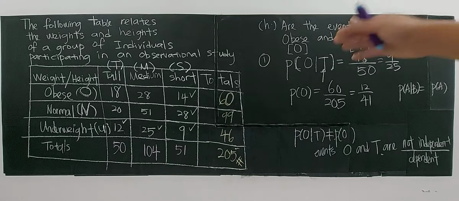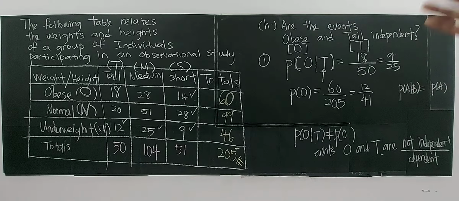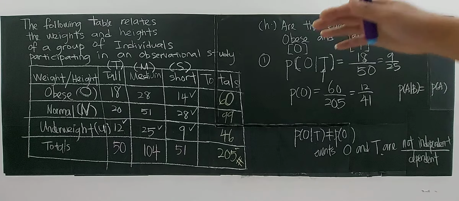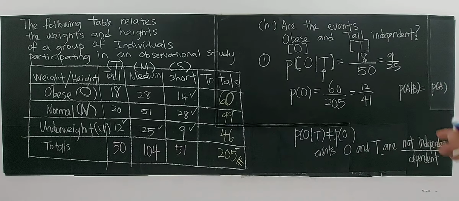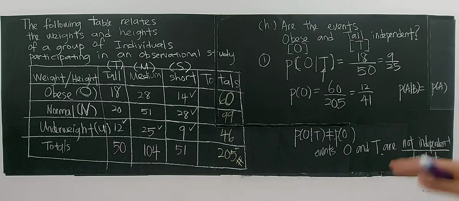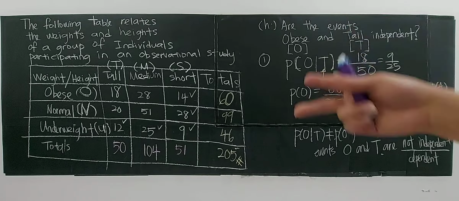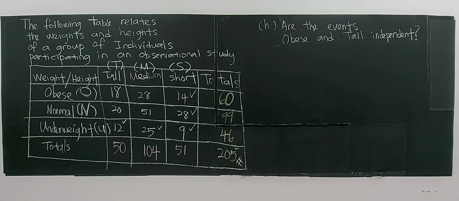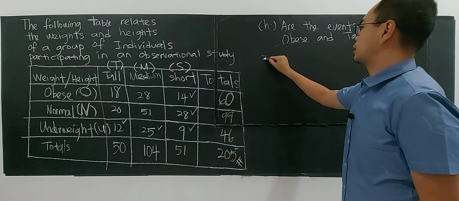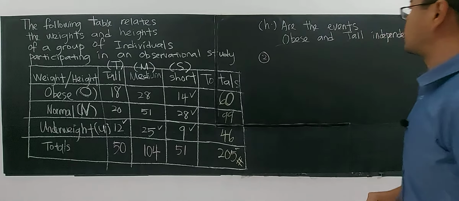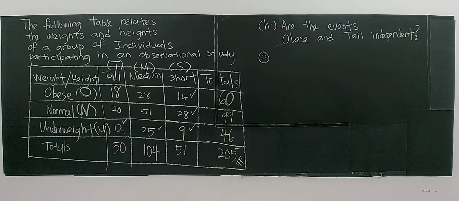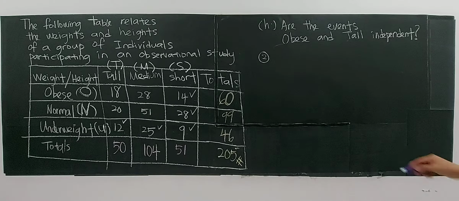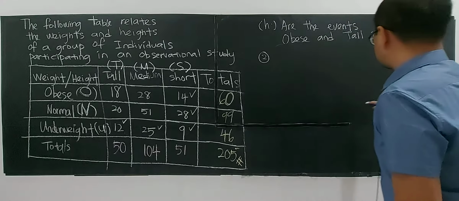Let's see how to use a second method to verify whether the two events are independent or not. You have already used the first method, and by using it you know that they are not independent. So you have two ways of doing this. Looking at the second way of determining whether the events of obese and tall are independent, you find it using this.